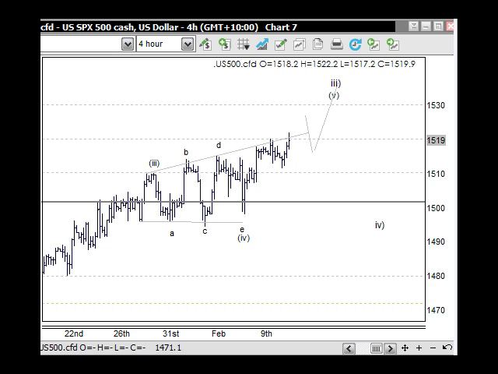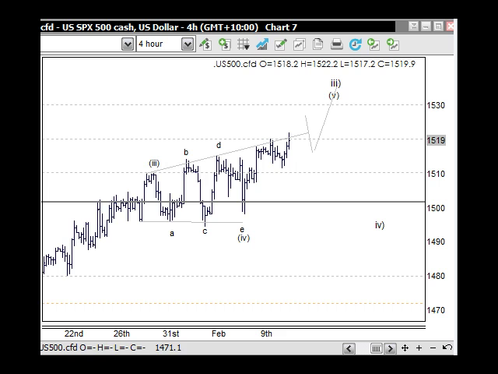Here we're looking at the S&P 500 on a 4-hour chart, and everything's pretty much going according to plan. The count for the S&P 500 futures and cash market are slightly different. This is a CFD here, so it's obviously got the off hours included in it, taking over from following the futures market, so to speak.